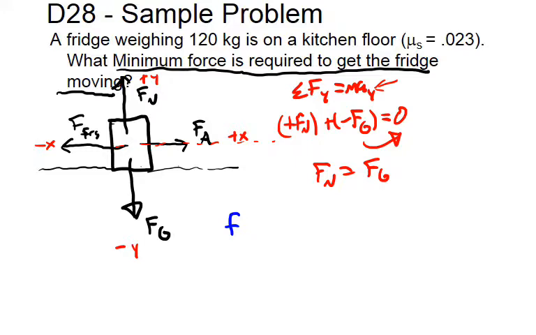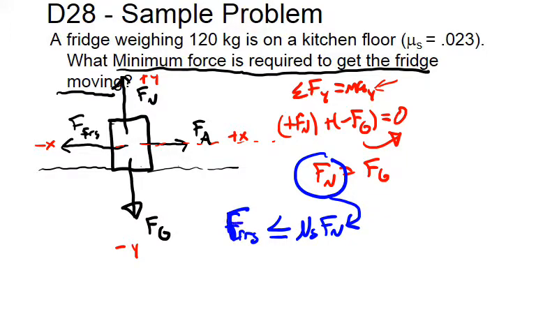Now the force of static friction is less than or equal to the coefficient of static friction times the normal force. So once we find this, we can place this in here for the normal force, and we can figure out what the maximum force of static friction is, and once we overcome that, it's going to start to move. So why don't you go ahead and do that?